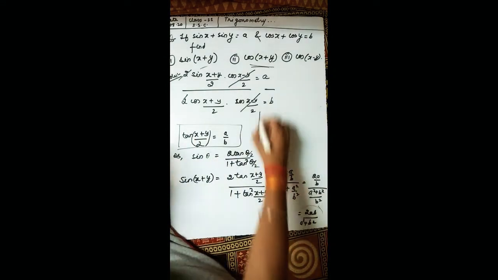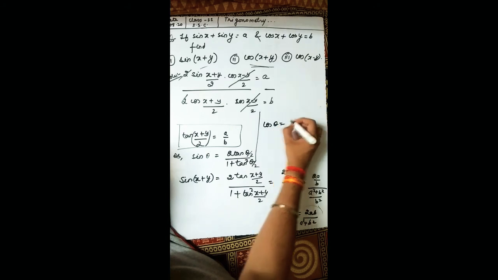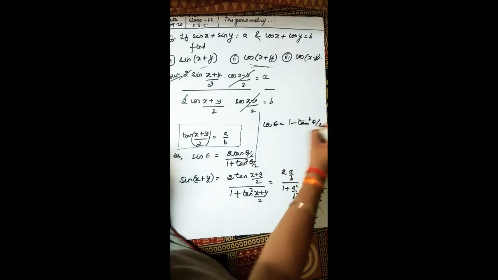Again you can use the same identity of cos theta, as cos theta is (1 minus tan square(theta/2)) upon (1 plus tan square(theta/2)).